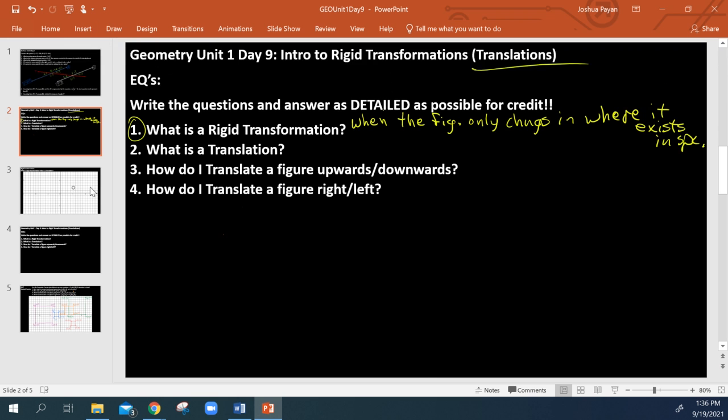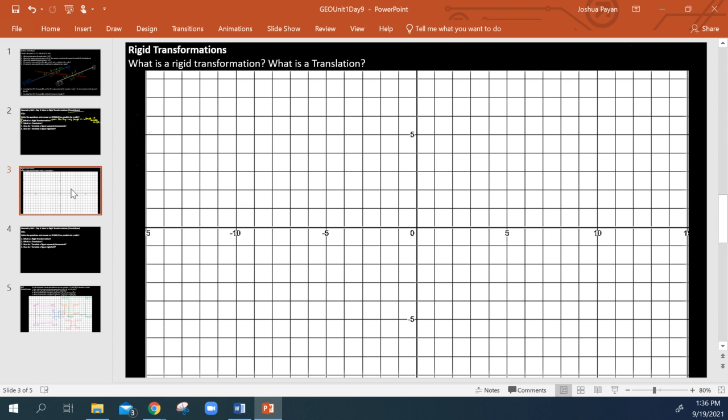Okay, so that brings us to EQ2, which I forgot to write up here, but this is EQ2. So what is a translation? So let's use our little basic triangle again, and instead of saying A, B, C, we're going to say this is A1, B1, C1, right? And we say that it exists at 0 by 1, so that's vertex A. Vertex B is -1 by -1, and vertex C is 1 by -1.